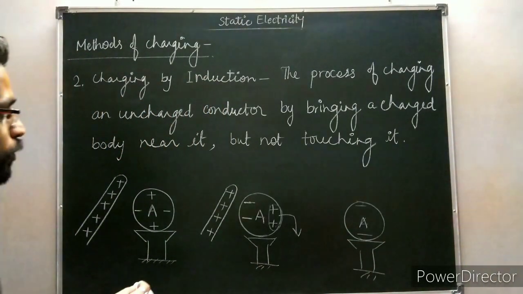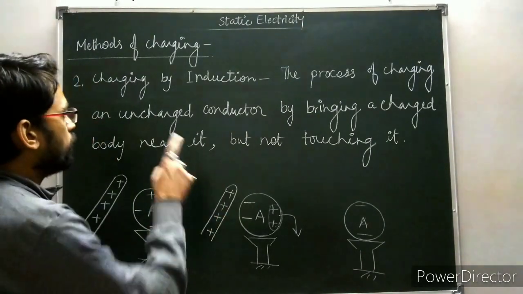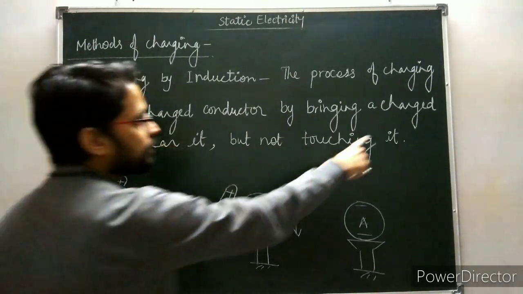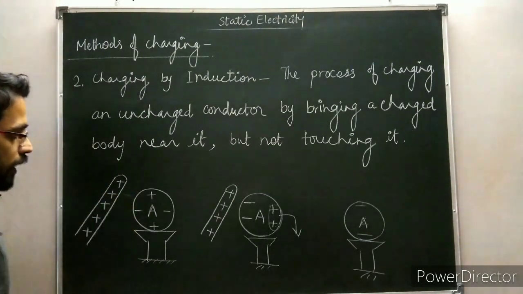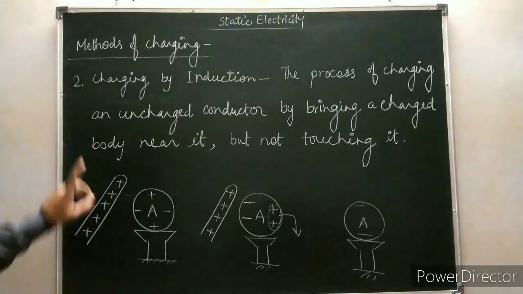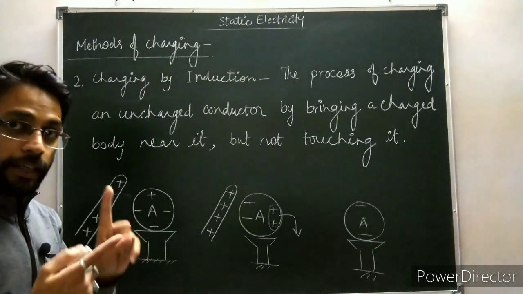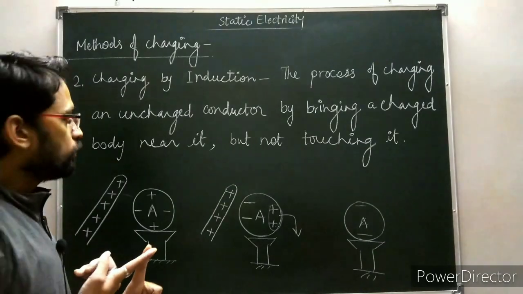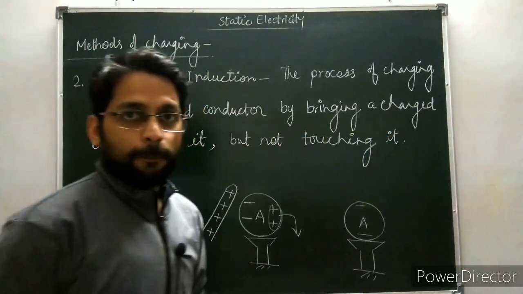So in the induction process, there is no electrical contact between the uncharged conductor and a charged body. But in the first method, charging by conduction, there is an electrical contact between the uncharged and the charged body.